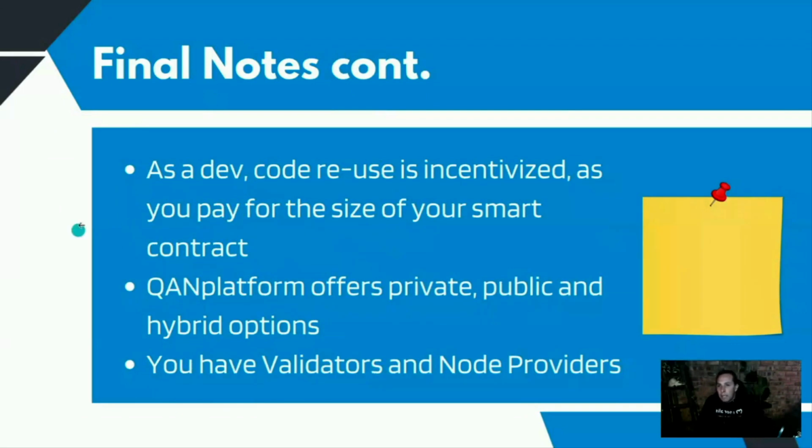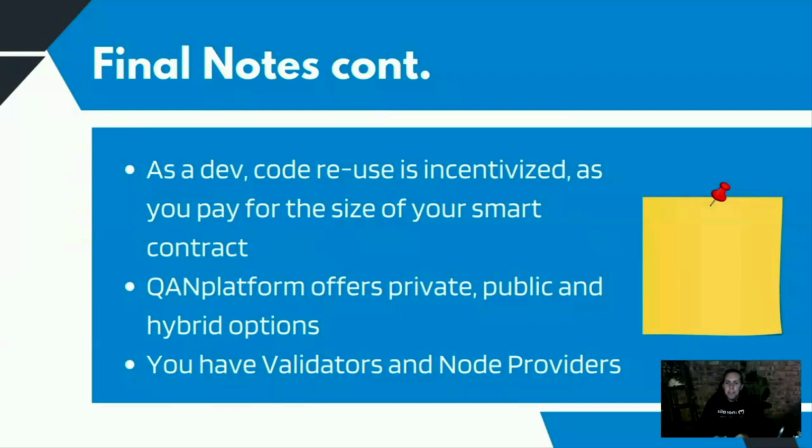The next one is, as a dev, code reuse is incentivized as you pay for the size of your smart contract. I did say this earlier on, so I just wanted to emphasize that as a developer that wants to work on QANplatform, you are incentivized to optimize your code. You are incentivized to deploy transactions that are quick and not resource intensive. And that is an important incentive that works for everyone. Everyone benefits from that. Okay, so I love this royalty incentive that QANplatform has put in place.